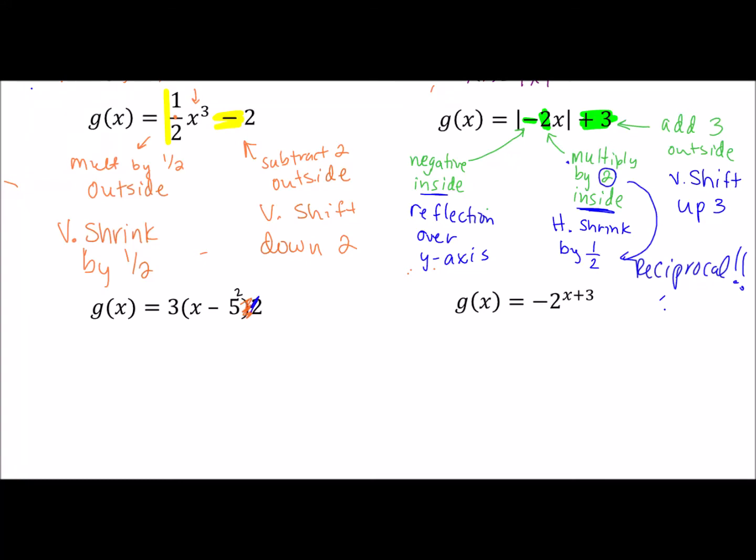Oh, remember this is a typo. Okay, looking at that, my parent function, the original one, was x squared. Now I've got some changes that happened. Let me move this.